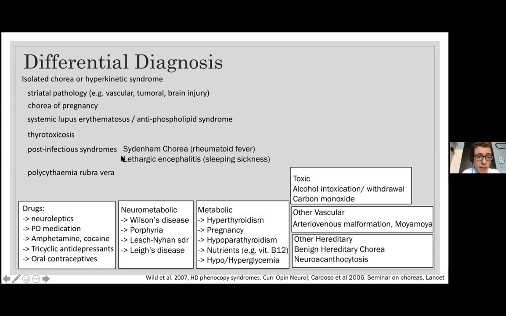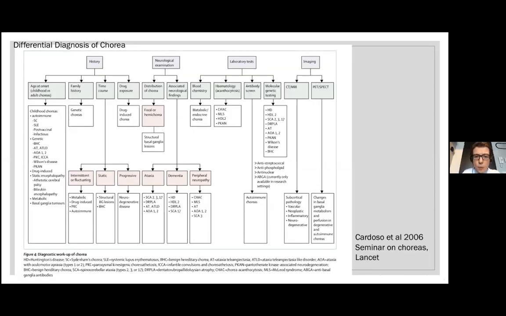thyroid problems, and post-infectious syndromes. So about 20% of people with rheumatic fever can develop chorea. There are also other things that can lead to chorea, such as drugs, neurometabolic conditions such as Wilson, and even a deficiency of vitamin B12 in some case reports, and other toxic, vascular and hereditary conditions. And if you want to look at chorea, there is a lot that you can explore.